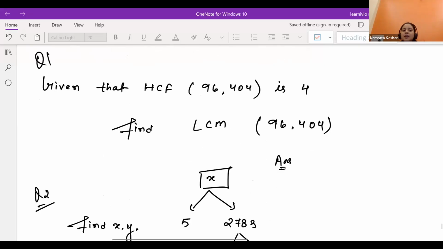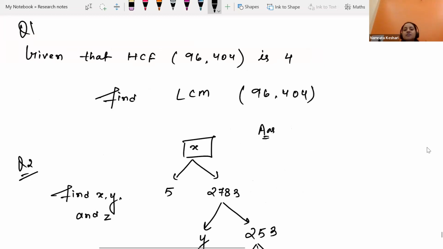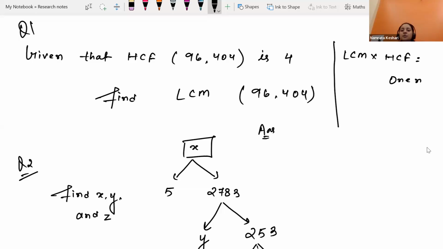Whenever this type of scenario is given, that HCF is given and still you have to find the LCM, there was a formula in the first chapter: LCM into HCF is equal to one number into another number. Do you know this formula? Yes or no? Yes, ma'am. Okay, here you just substitute. Aisha, if you don't know, this formula exists.